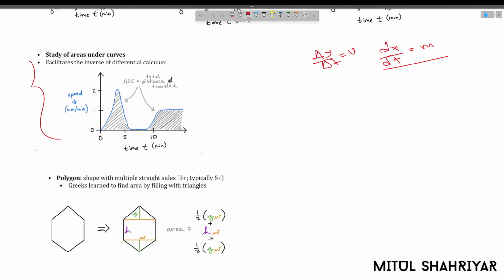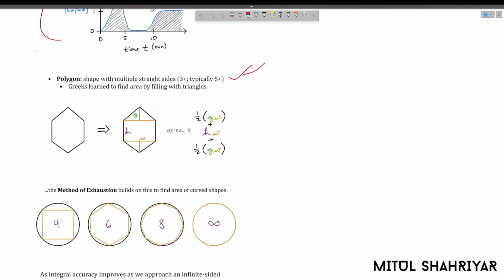Okay, now let's talk about this one. For example, here in the polygon, what can we see?